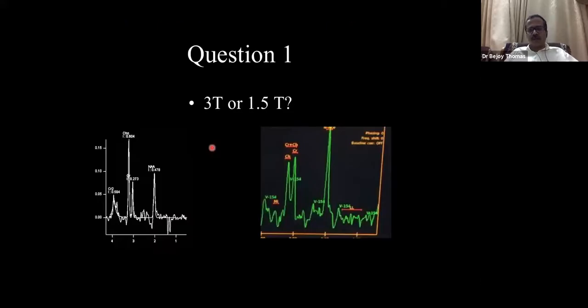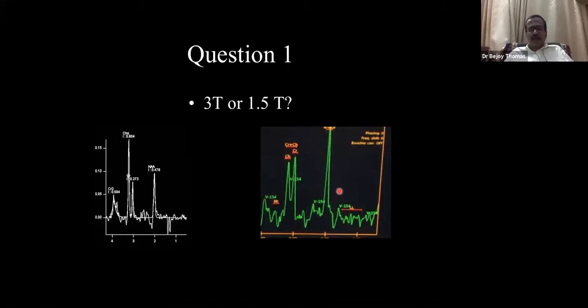Now the question is 3 Tesla or 1.5 Tesla. More important for clinical spectroscopy than the magnet strength is the shim of the system. Unless your MR machine has a third or higher order shim, or the magnet can be made homogeneous, you are not going to get a good spectrum. This is a 1.5 Tesla spectrum, and this is a 3 Tesla spectrum. So these are very important.